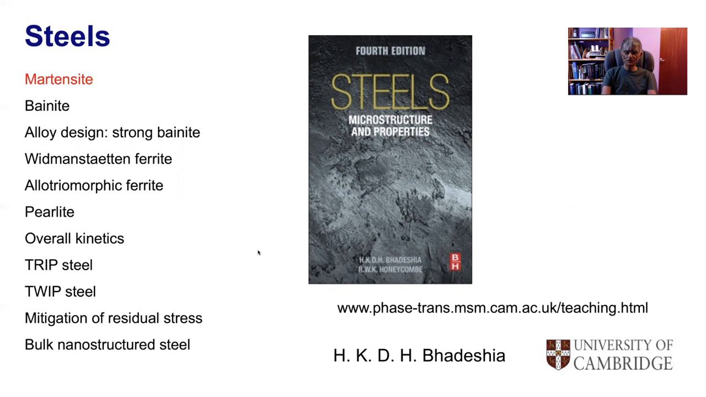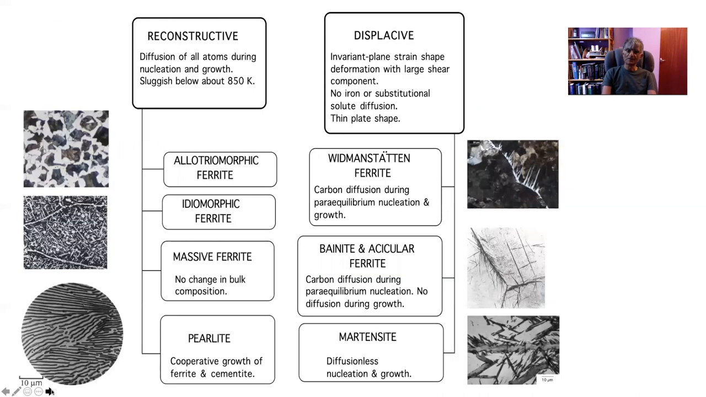Now, the transformations can be described in two categories, the reconstructive transformations and the displacive transformations. Some of these you might already be familiar with, but we'll begin with martensitic transformation, which is diffusionless, and continue to ever higher temperatures to cover the other displacive transformations. Basically, a displacive transformation is one in which you homogeneously deform the parent lattice in order to produce the product lattice. In doing so, there's no diffusion of atoms and there are consequences on the shape of the transformation product and on the energetics, as we will see later.